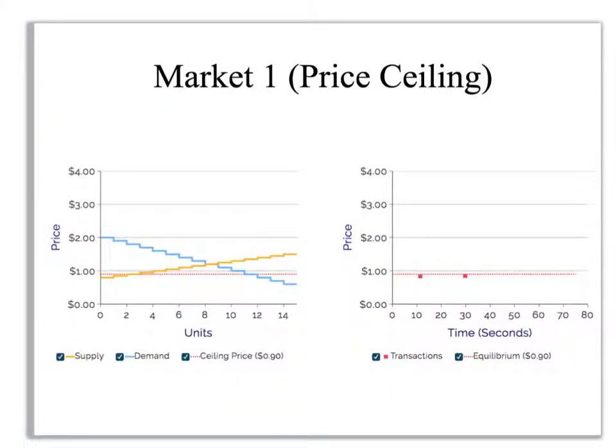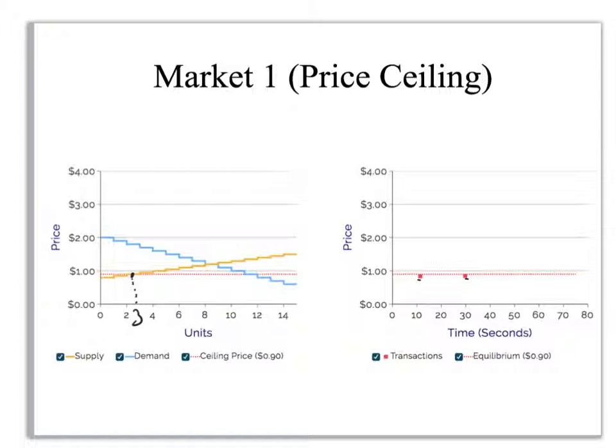So in market 1, with that price ceiling of 90, we would have expected 3 oranges to be bought and sold at a price of 90 cents. On average, about 1.52 oranges were sold in these markets, and the average price was just under 90 cents. And as you can see, in this sample market, there were 2 oranges bought and sold.